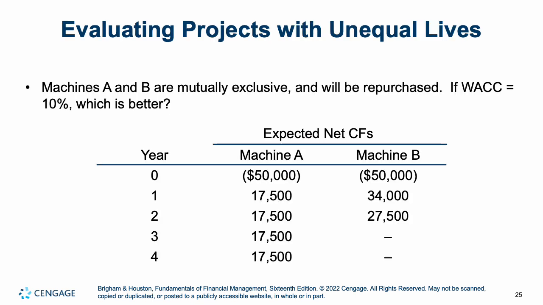What if we want to evaluate projects with unequal lives? Machines A and B are mutually exclusive and can be repurchased. If our cost of capital is 10%, what's better? Machine A lasts 4 years, machine B lasts 2, but we could buy it again and use it 2 more. So we'll take a look.